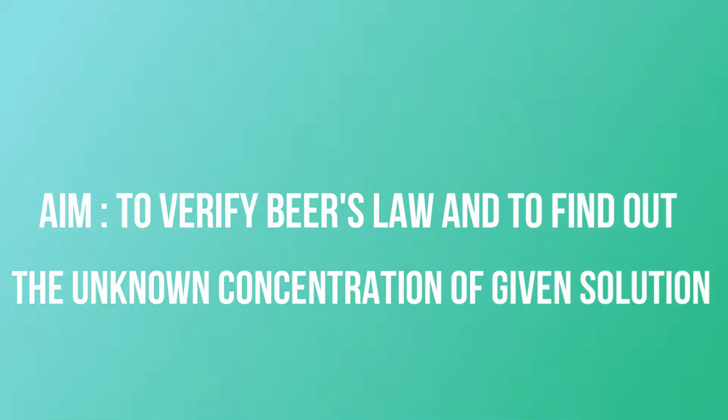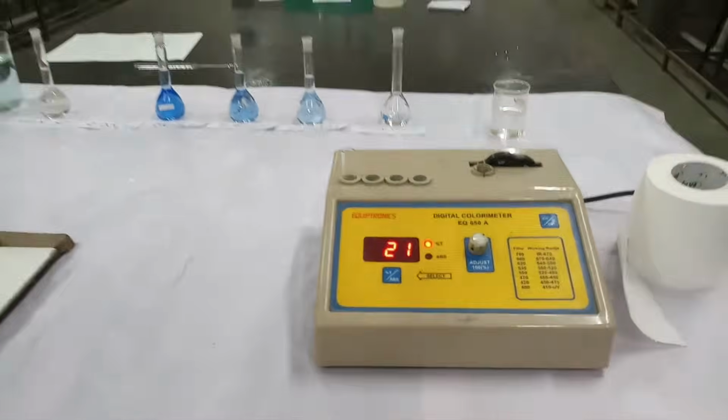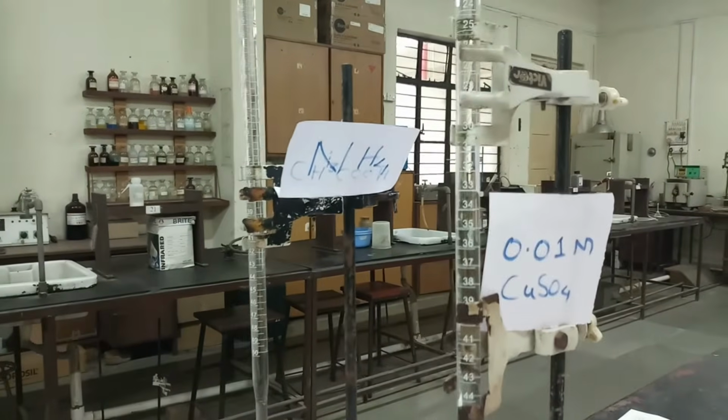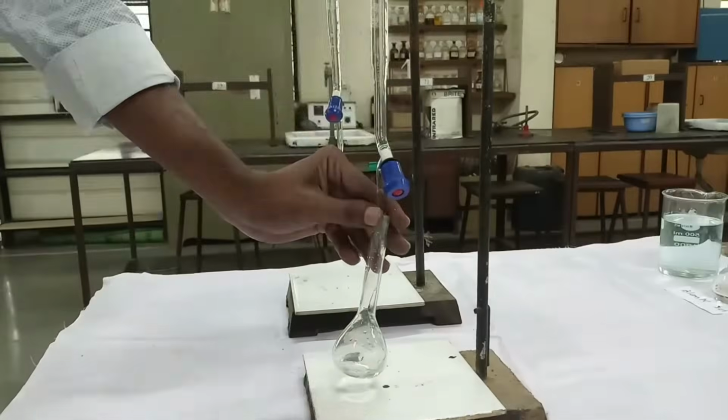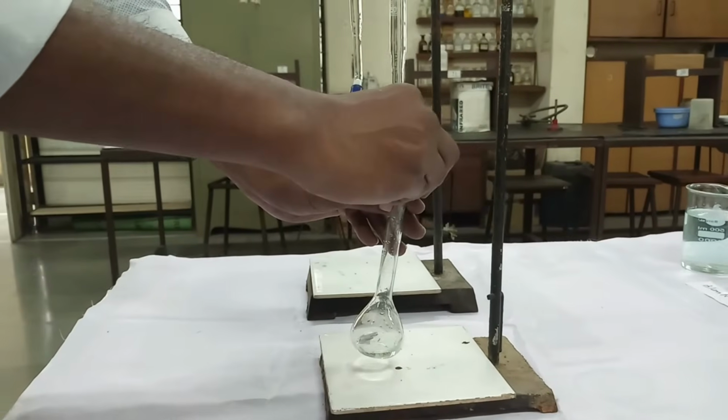Aim: to verify Beer's law and to find the unknown concentration of a given copper sulfate solution. Material required: colorimeter, 50 ml volumetric flask, 0.01 molar copper sulfate solution, ammonium hydroxide.